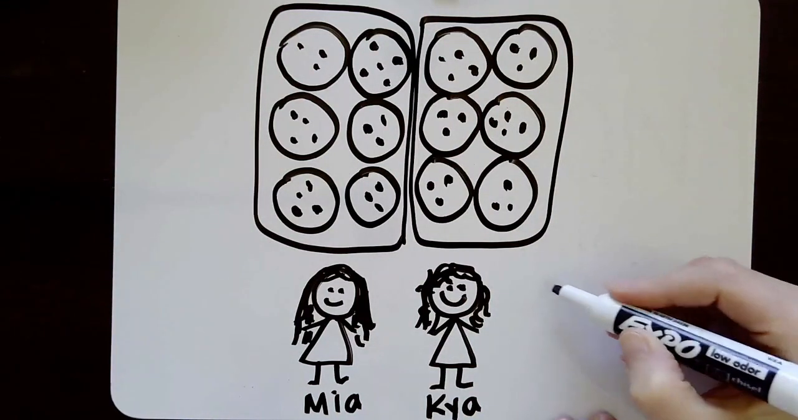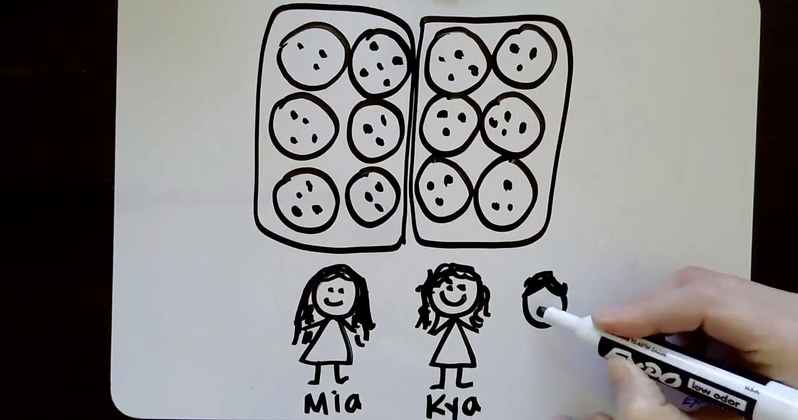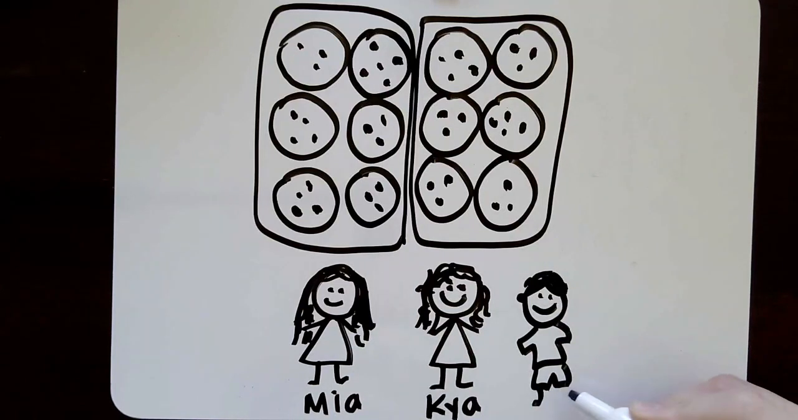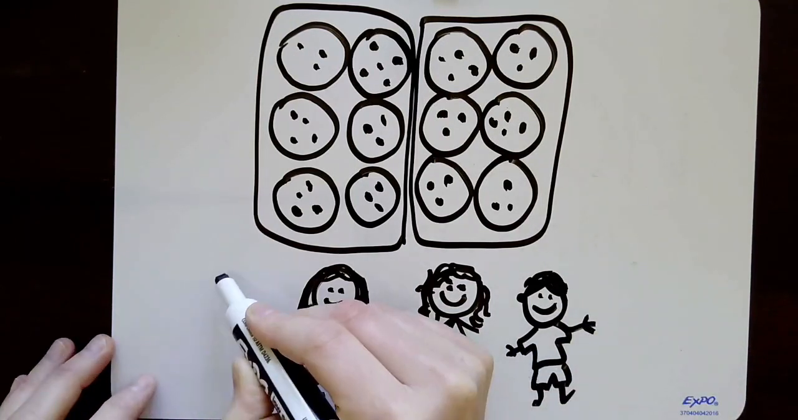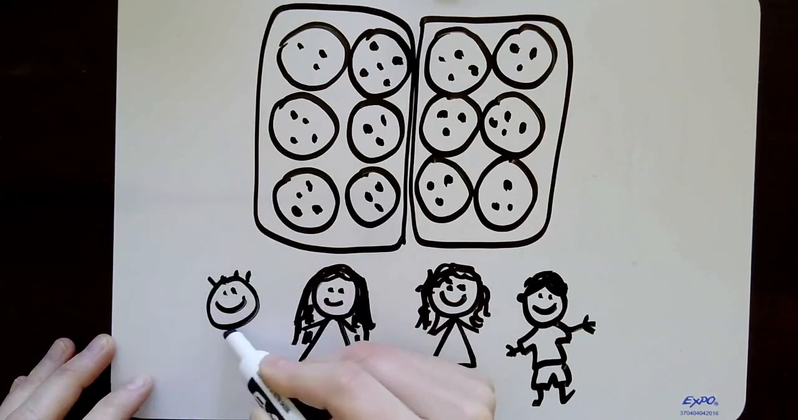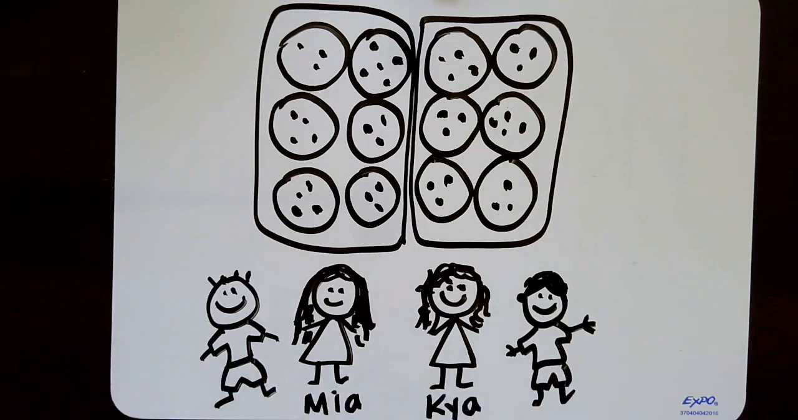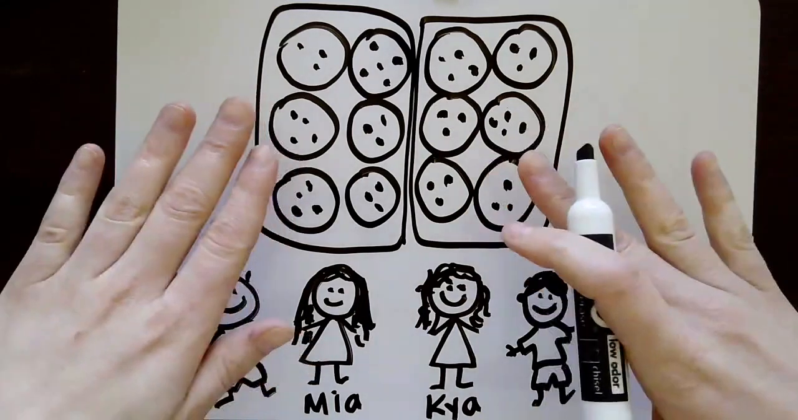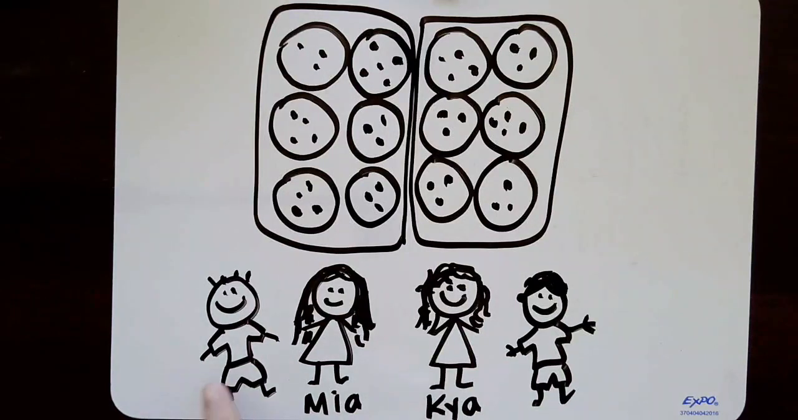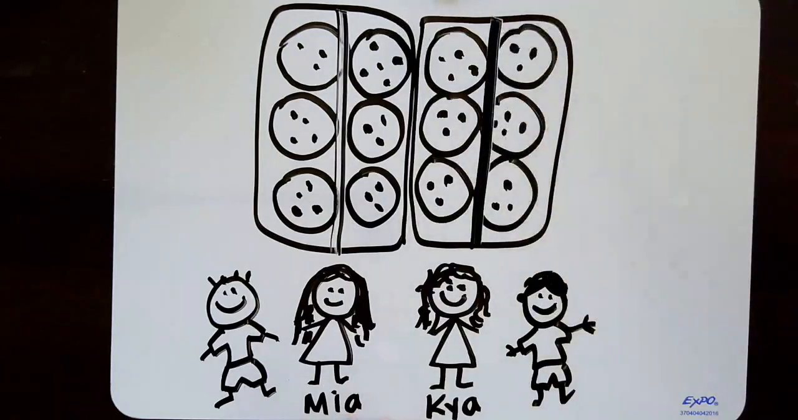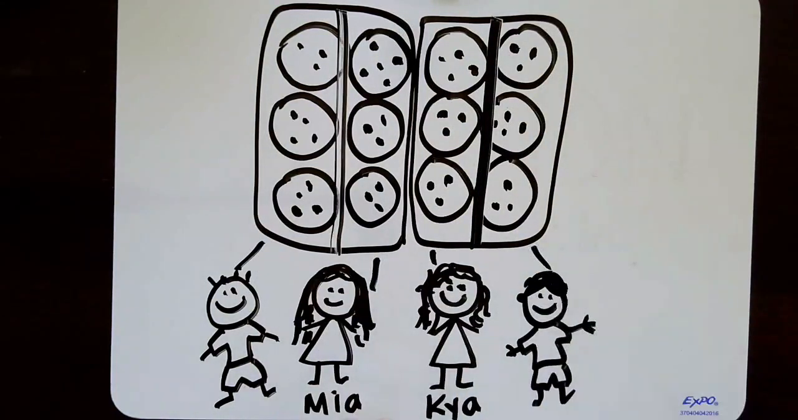Now, if I had 2 more friends come along, here's Ashton, and we'll also have Caius, and then I said to the girls, you have to share the cookies that you have with the 2 friends that joined. Well, they would have to split their cookies up in more groups. So 4 friends, 12 cookies. Now each friend would have 3 cookies. So 12 divided by 4 equals 3 each.